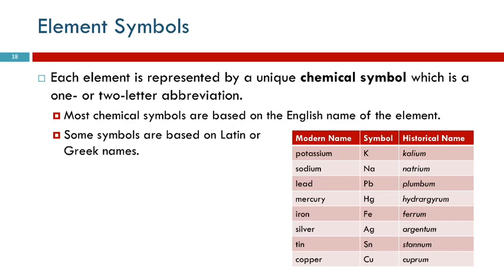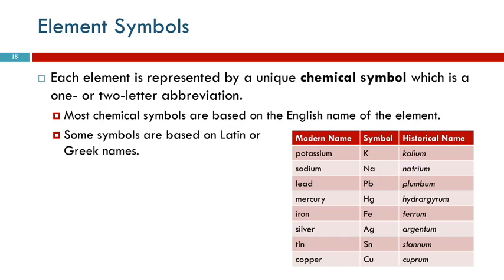So each element has a symbol. Some of them have kind of long, hard to pronounce names, and it gets real tedious if we had to write out all of the element names all the time. So we use a shorthand, the chemical symbols. Each element has a symbol. It has 1 or 2 letters only.